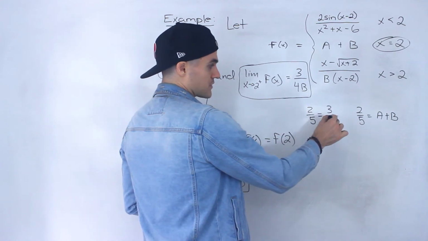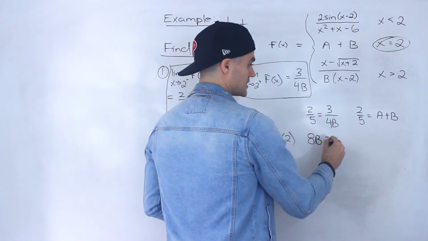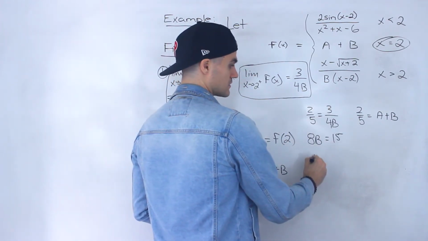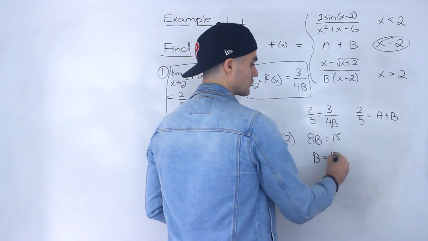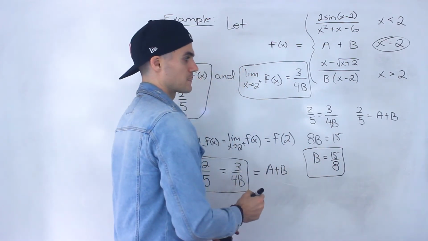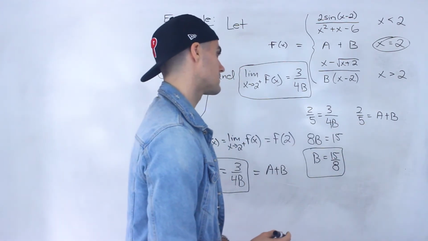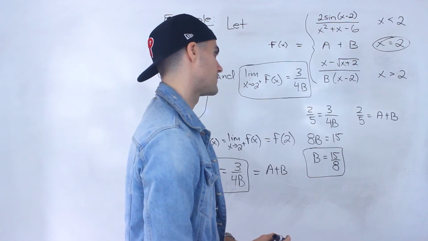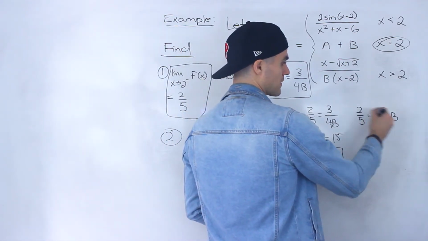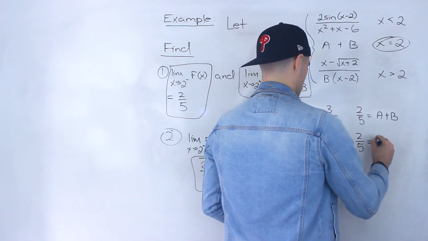So from here, let's solve for this b. We just cross multiply. 4b times 2 is 8b. 5 times 3 is 15. So b is equal to 15 over 8. So we know that for sure. And then we could plug in 15 over 8 for this b. Let's do that. I was going to multiply this by 5 to get rid of this denominator, but let's just work with fractions, whatever.